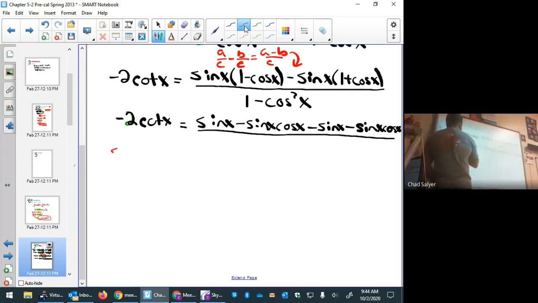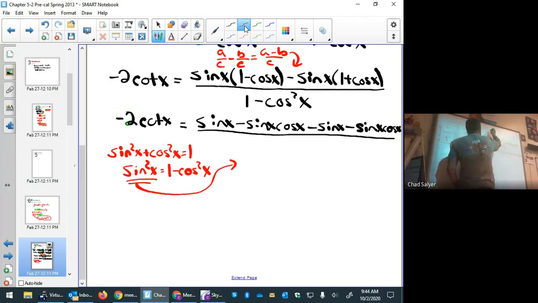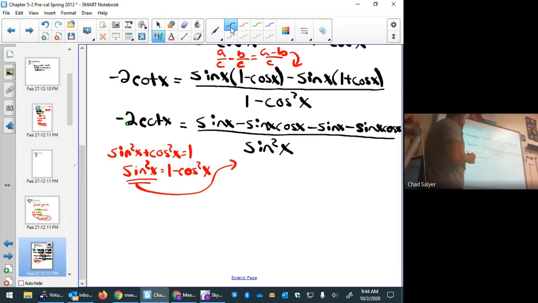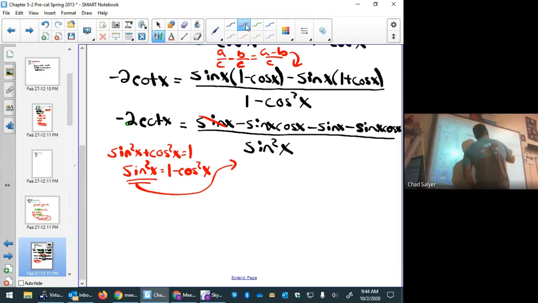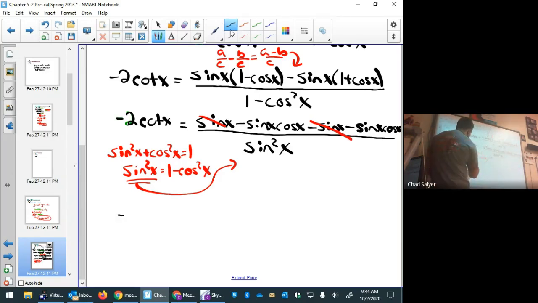You remember that sine squared x plus cosine squared x equals 1. If I subtract cosine squared x, I can see that another way to say that is sine squared x. So we're getting there, believe it or not. Sine x and minus sine x will cancel. So our next step is going to look like this.